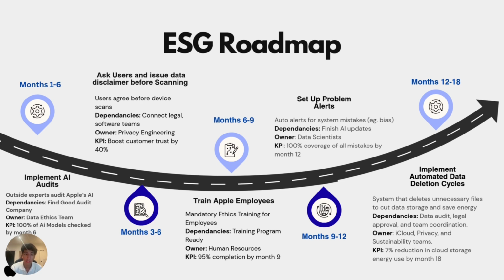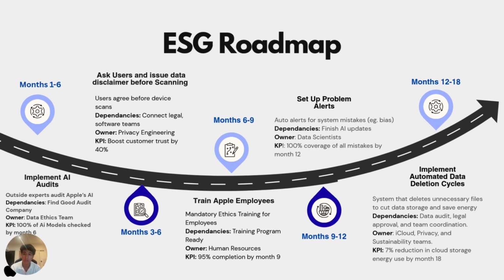Next, we have months 6 to 9. This is where we train our Apple employees. We will implement mandatory ethics training for our employees. The owners of this would be the human resources team. We're aiming for 95% completion by month 9. Next, we're going to have our setup problem alerts. This is where we have auto alerts for any type of mistakes the system may make, such as biases. This will be carried out by the data scientists. Our target for this is 100% coverage of all mistakes by month 12.